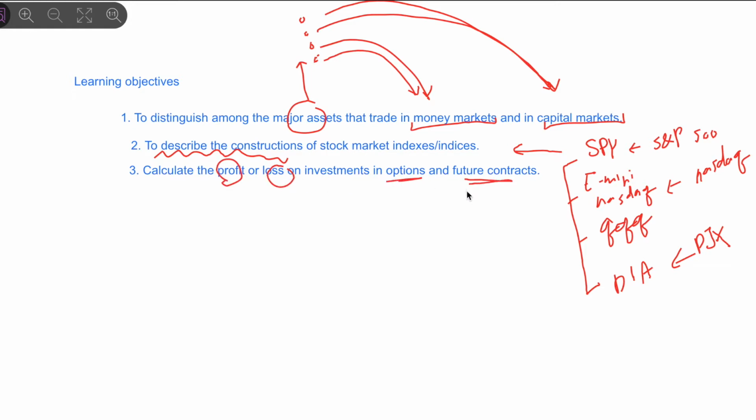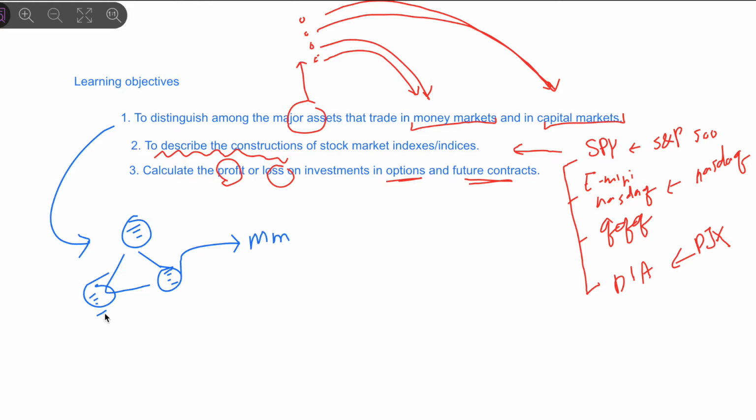future contract. So what is the sequence? First, right, we have asset classes, right? We have 3 classes, and inside of it we have many different securities, right? So we're gonna distinguish which asset belongs to money market and which goes to capital market, right? We have something called money market and capital market.